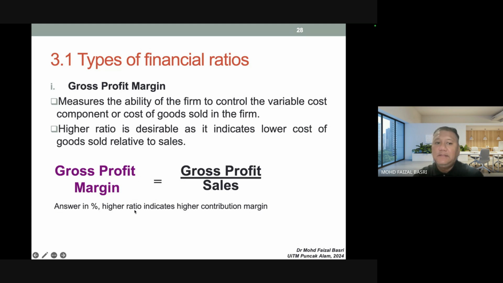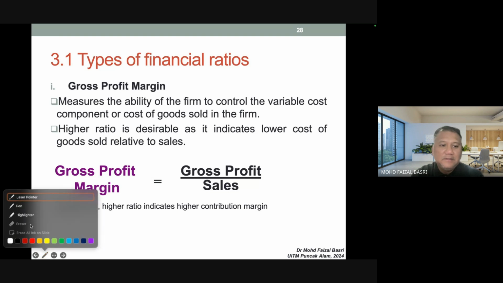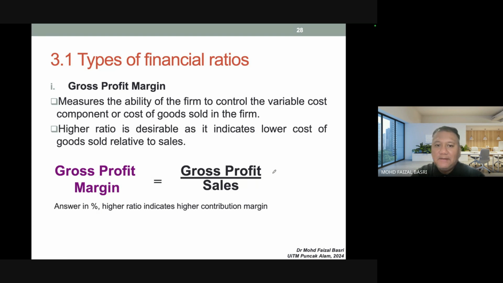So dalam case ni, the answer is in percentage. So bila dalam percentage, remember, try annotate lagi guna mouse ni. Setiap kali yang percentage ni kena darab dengan 100. Okay, multiply with 100 in order for you to get the percentage. So the higher the ratio, the better, indicates higher contribution margin. Okay, higher contribution margin.